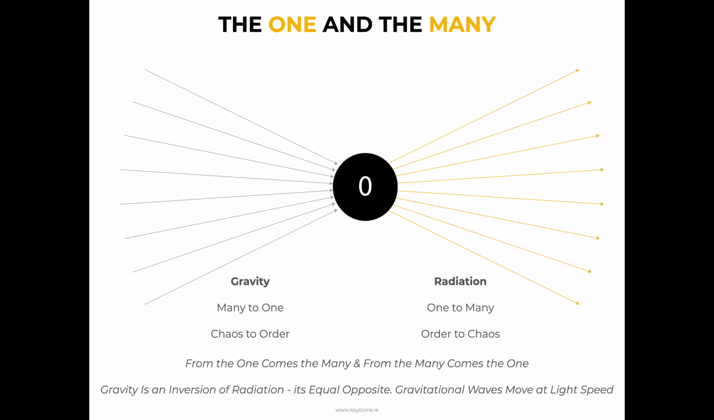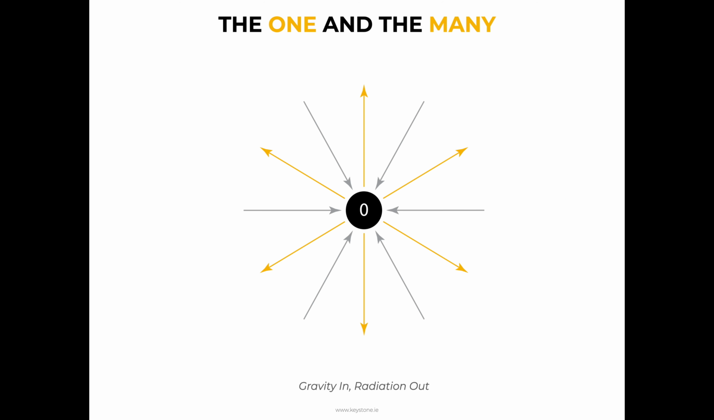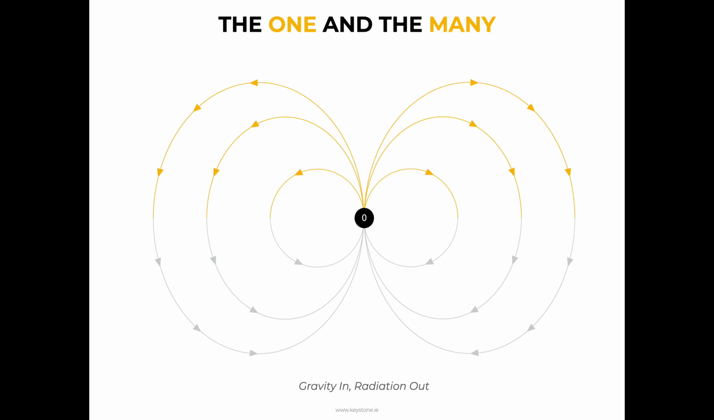It's its equal opposite. Gravity goes from many to one. Radiation goes from one to many. Like this. Gravity in, radiation out. Gravity is many going to one, to the source, zero, the 0 point. Radiation is the one going to the many. If we isolate just the number 0, this is what it looks like. Gravity in, radiation out.